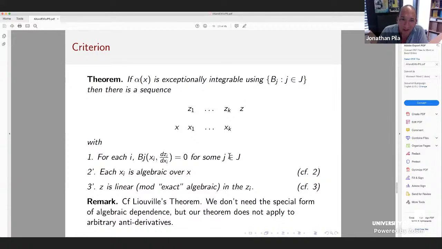On the other hand, our theorem doesn't need this very special form of algebraic dependence where you go up one step at a time, adding one degree of transcendence. And our theorem would be the same if you just said, I have all these x's and z's, and their transcendence degree is at most k plus 1. It doesn't have to have this structure of a sequence of one-dimensional extensions. So that's kind of interesting, and I'll come back to that at the very end.